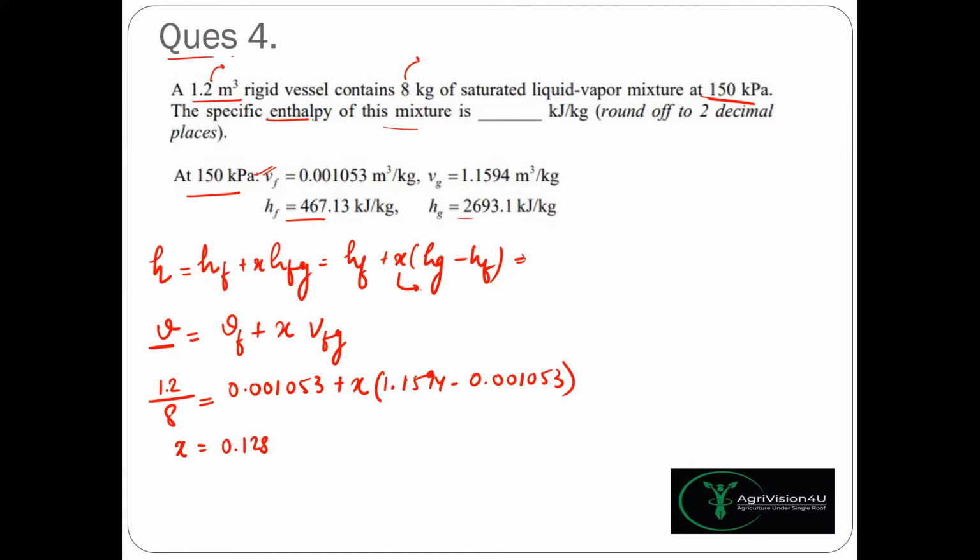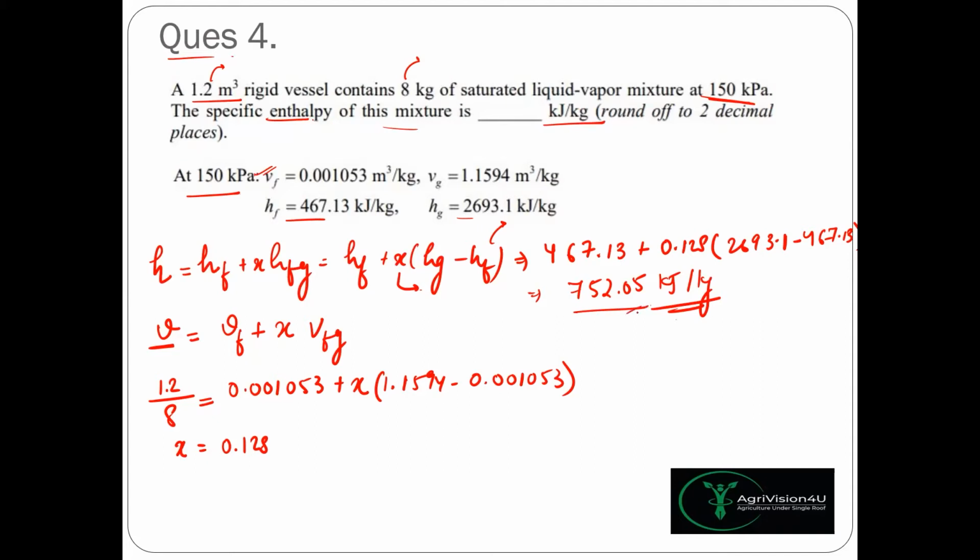Now in order to get the specific enthalpy of the mixture, we can use this expression that we have already written, and this hf is given: 467.13 plus X that we have found, 0.128, multiplied by 2693.1 minus 467.13. On solving this equation we'll be getting 752.05. Okay, and the unit will be kJ per kg. They are asking in kJ per kg, and the unit is also the same, so it will be approximately this answer.